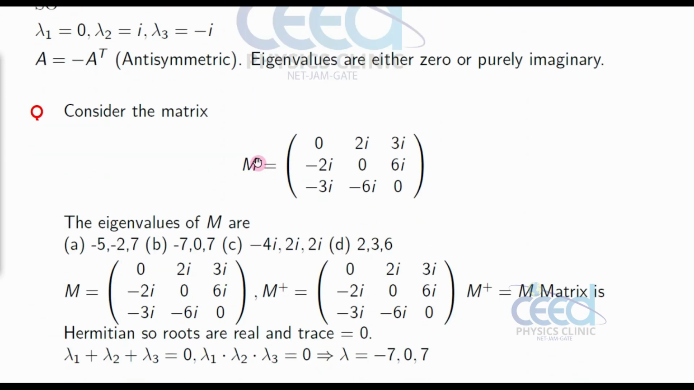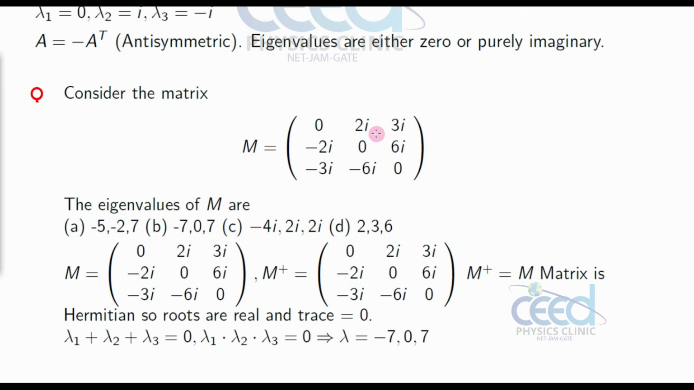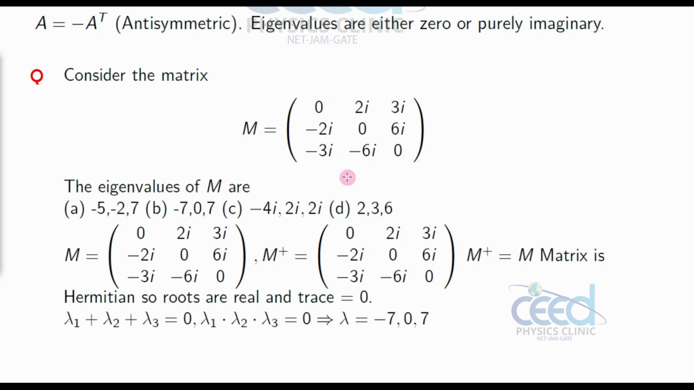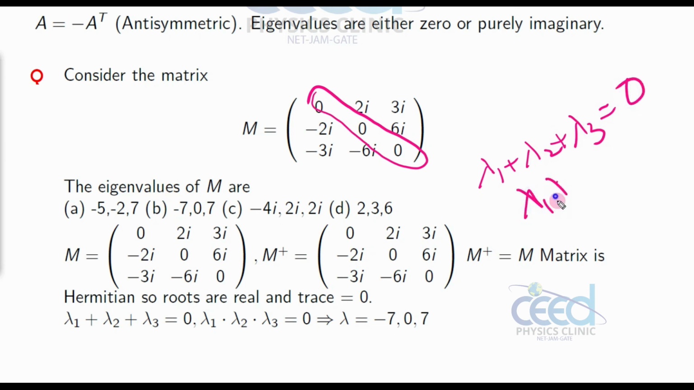Now let us go to another question, that is the matrix 0, 2i, 3i, minus 2i, 0, 6i, and so on. So this you can do by the ordinary method, or you may check this: the sum lambda 1 plus lambda 2 plus lambda 3 is equal to 0, and lambda 1 lambda 2 lambda 3 will also be 0, right? Because if all the diagonal elements are 0, its determinant is also 0. The product of eigenvalues is the determinant.